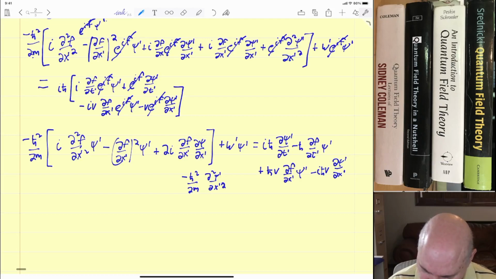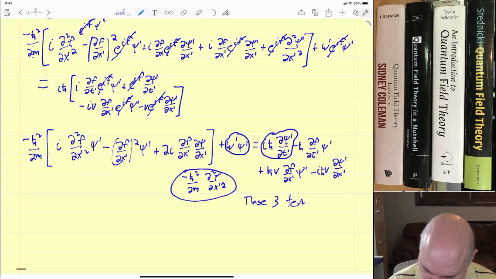So now this plus this and this, these three terms are the transformed Schrodinger equation in the x prime t prime frame.